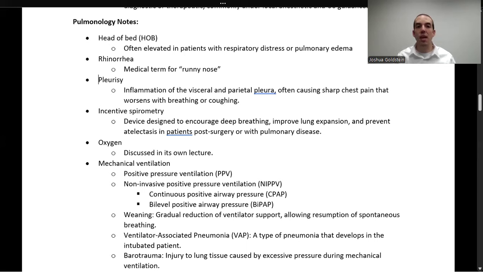Incentive spirometry, also known as IS. This is a device that's designed to encourage deep breathing. You can Google it real quick, 100 images will pop up. Usually it has two little handles and a tube and a spout for you to breathe into it. This is designed to encourage deep breathing.